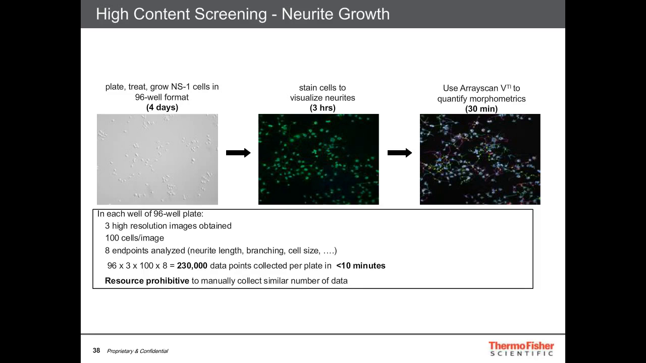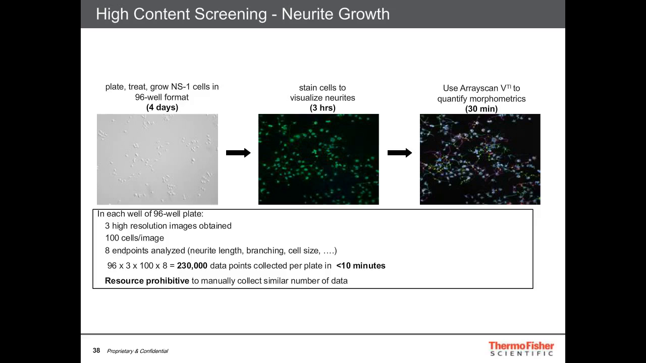The NS1 cells, they take about 4 days to differentiate following exposure to the nerve growth factor. The immunostaining of the cells, that takes about 3 hours from fixation, permeabilization, incubation with the primary and secondary antibodies, and then finally you're ready to run the analysis in an automated fashion using high-content technology.